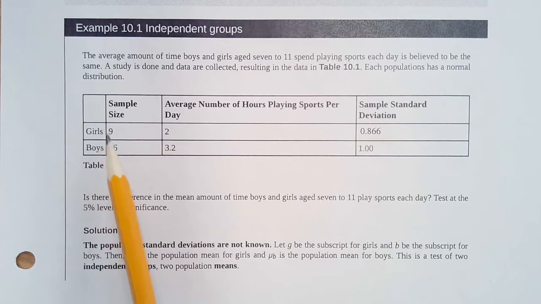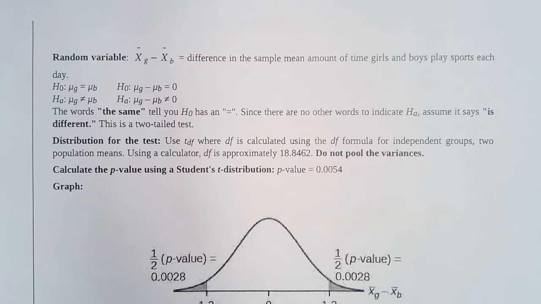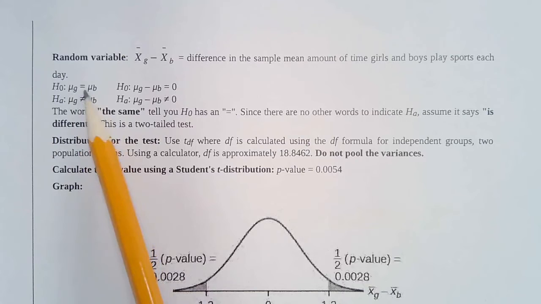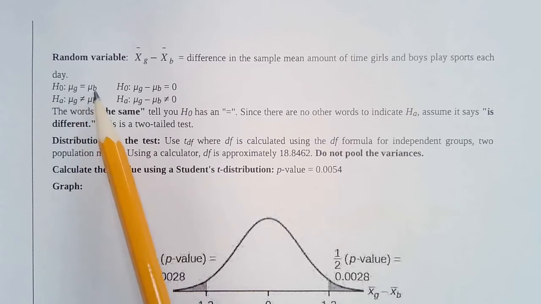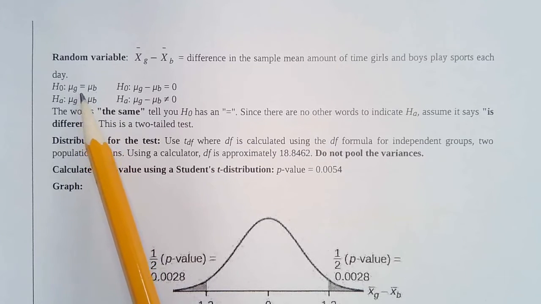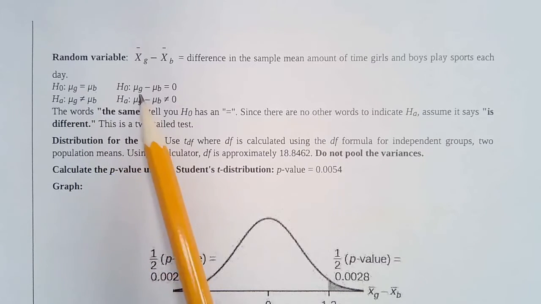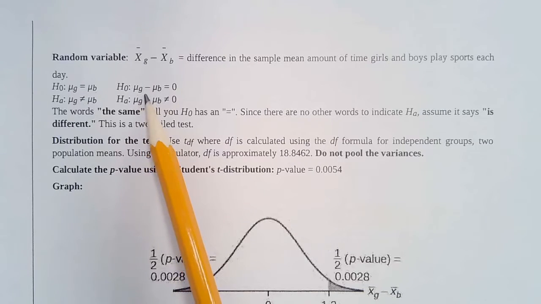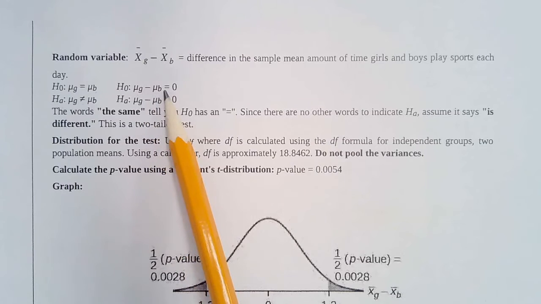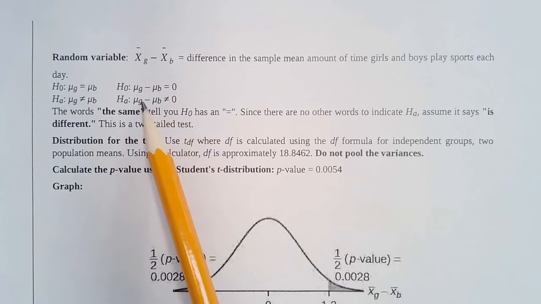Our girls are independent from our boys, so this is independent groups. Now the null hypothesis is that they are the same, so that there's no difference between the mean hours that girls play versus the mean hours that boys play. The alternative would be that they are not the same. Because we're comparing two groups, we use the differences. So we subtract the girls and the boys to get our differences. If they're the same, the difference would equal 0. But if they're different, the difference wouldn't equal 0 when you subtract them.